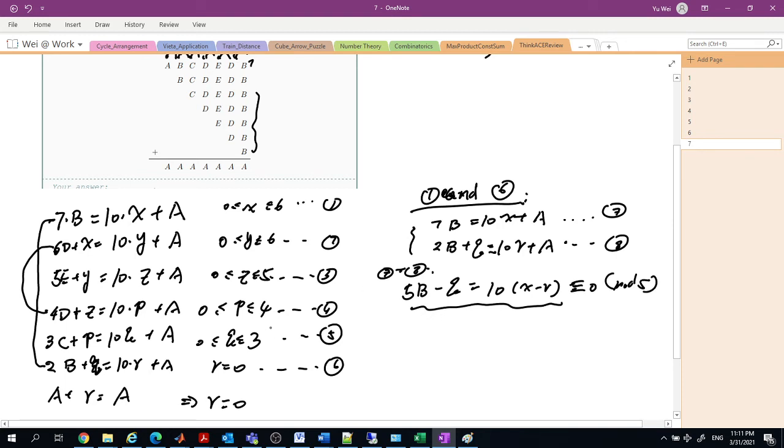And q also belongs here, right? So you know q can equal 0 or 5, but q is less than 3. So of course then we know q equals 0. Okay, let me erase it. So now we determine another one, q equals 0. Okay, so q equals 0, then we have 2b equals 10r plus a, right?